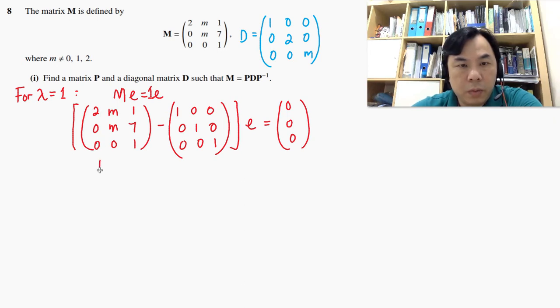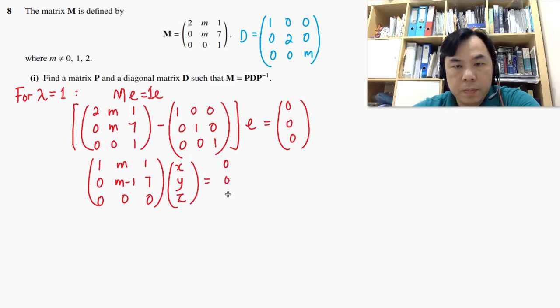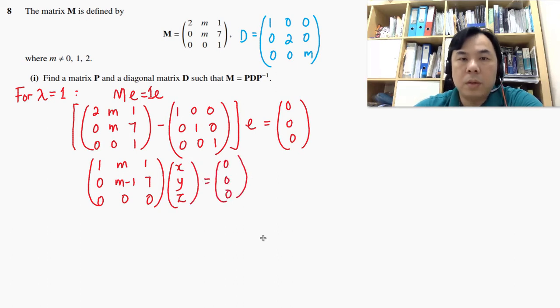We will have 1, that's m minus 1, 7, 0, 0, 0. Okay, and then we know that all eigenvectors can be represented as a, b, c. It doesn't matter. Okay, this is how it looks like.